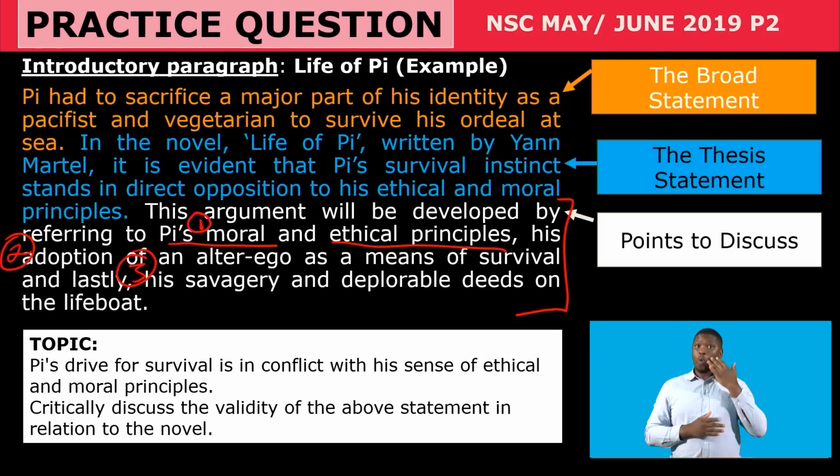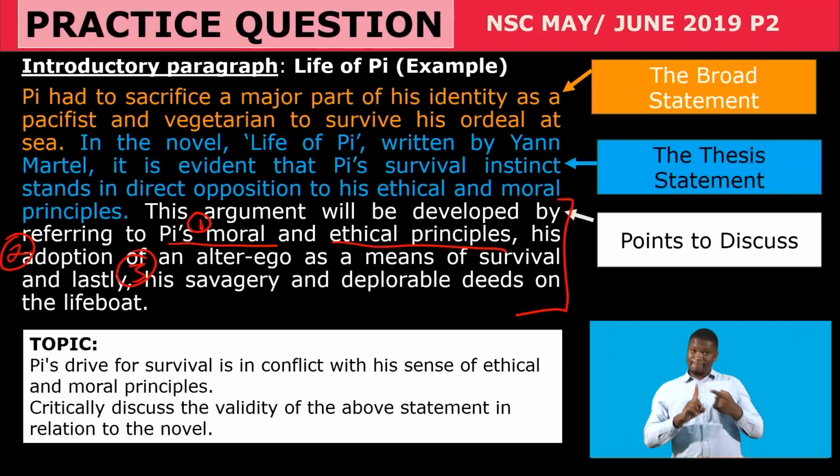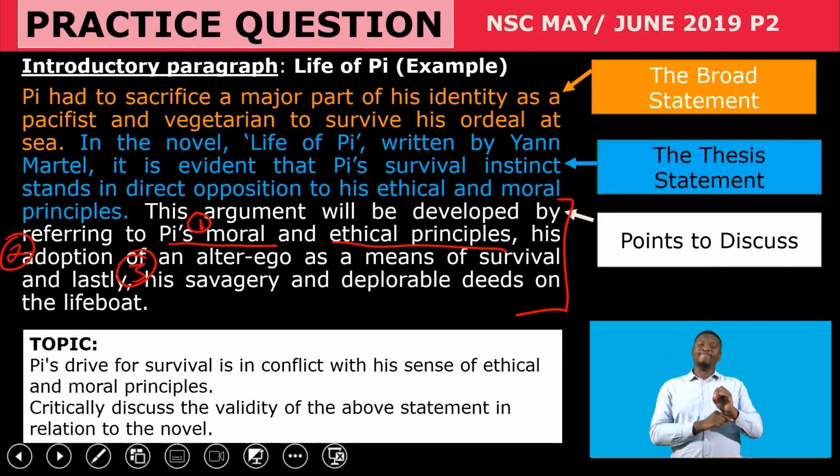So when you structure and write your body paragraphs, it has to represent the way you listed them in your introduction. So your first body paragraph will have to be on Pi's moral and ethical principles. The second one has to be on the adoption of an alter ego, etc.